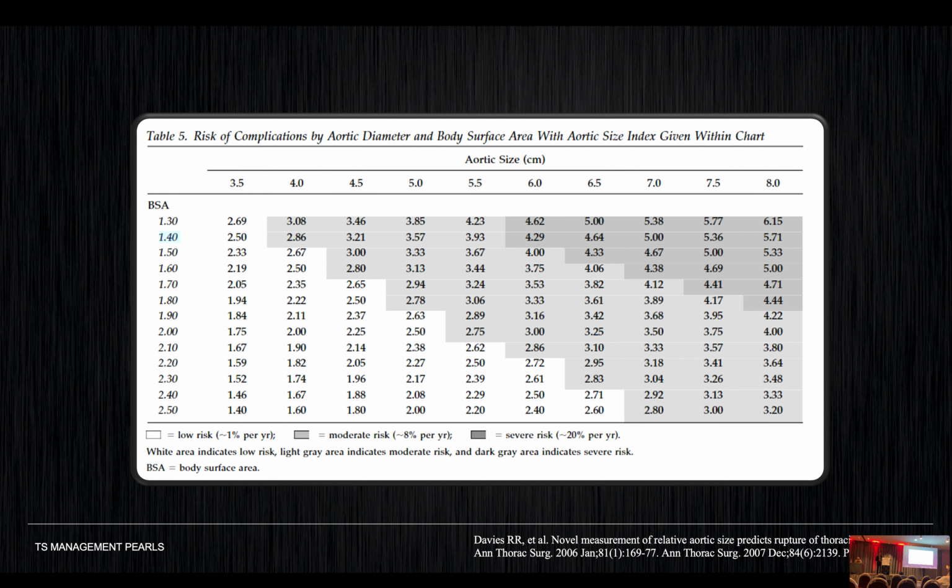As you can see here, the columns are all aortic size in centimeters, and it's an absolute value. And the rows are BSA. All the numbers within the tables are aortic size index.